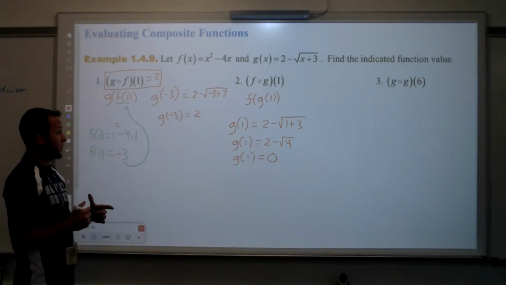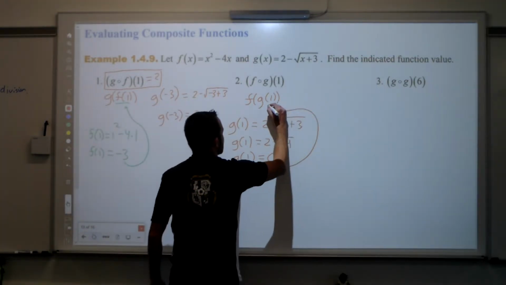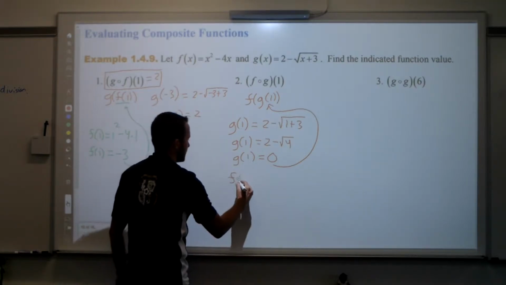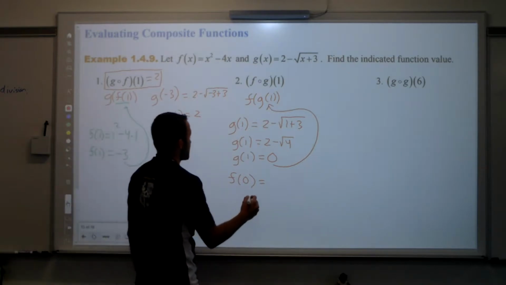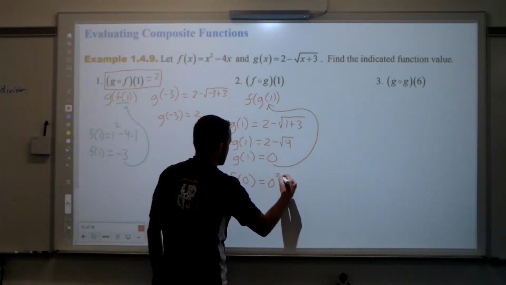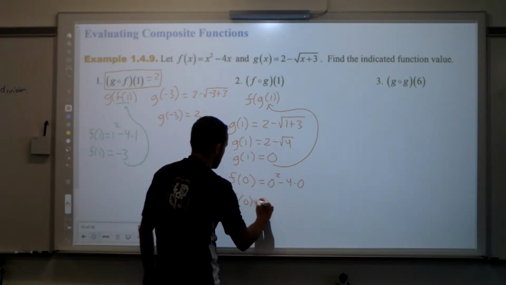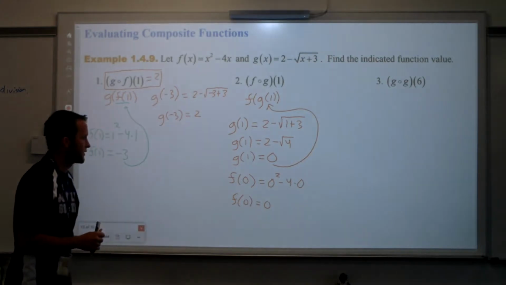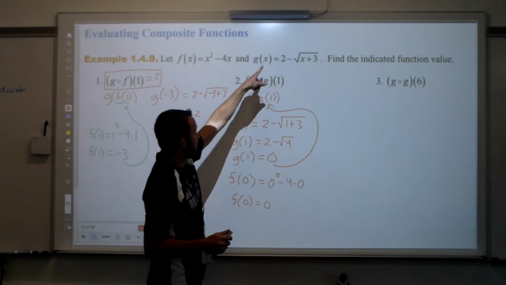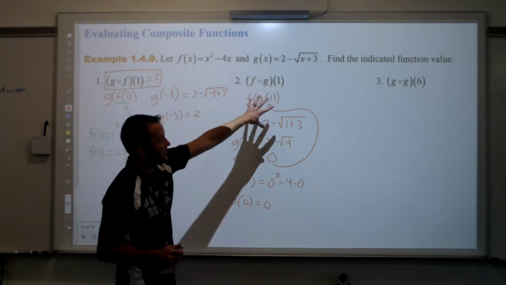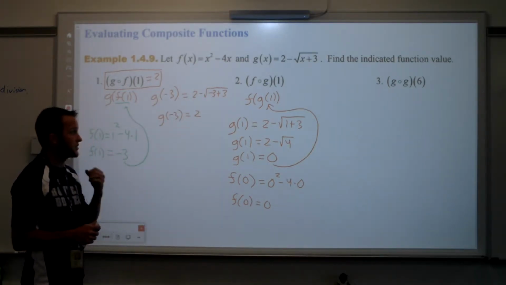But now I don't stop there. That 0 here is going to get plugged into f. So now I'm going to do f of 0. When I do that, I'm going to get 0 squared minus 4 times 0, which is 0. So that's how you do that one. Again, we started with 1, we plug it into g, and then whatever we get for output there, we plug it into f, and we simplify, and that's what we get for our composition.